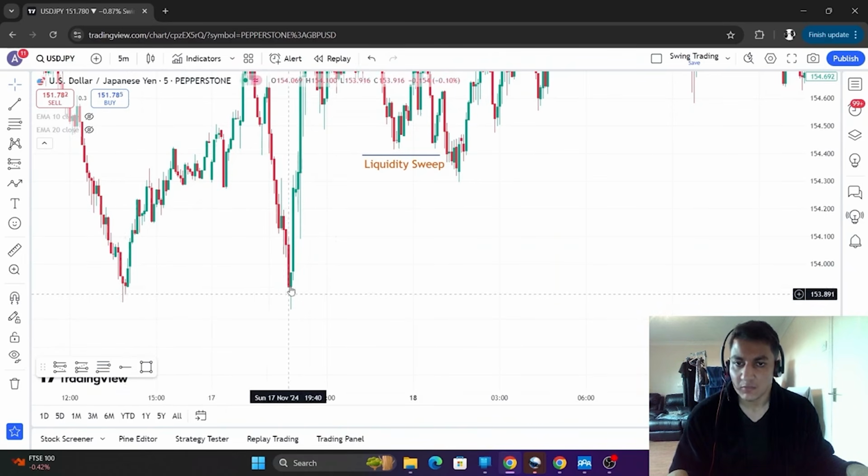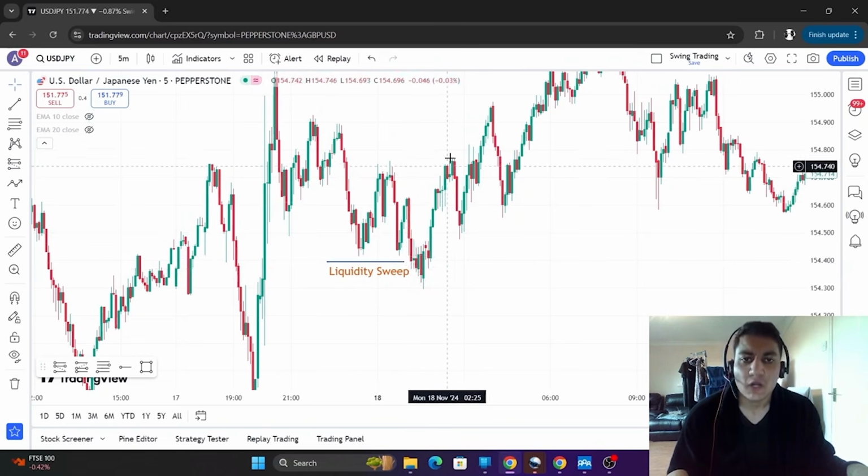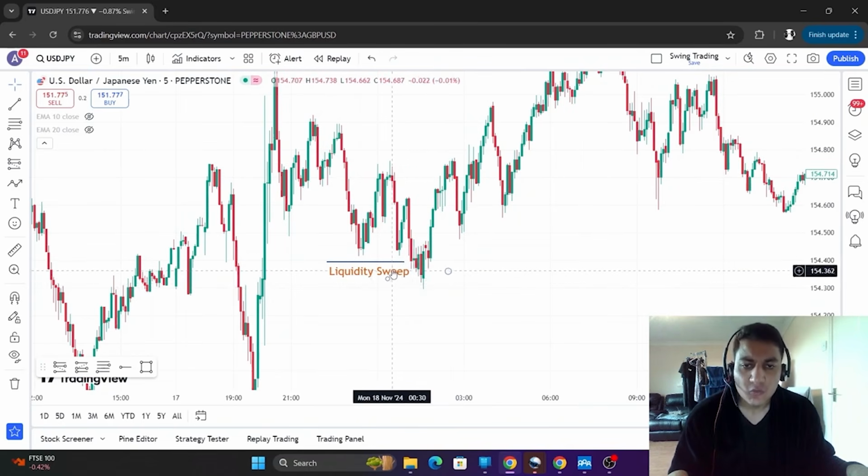Right, that low, price comes down, wicks down, instantly reverses. That's the liquidity sweep. But in this case too, right? The only reason price came down here was just to take out this low and then quickly, sharply, aggressively moves in the other direction. That's it. That's the only reason it does that, right? So that's your liquidity sweep.